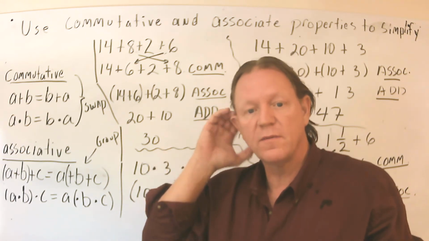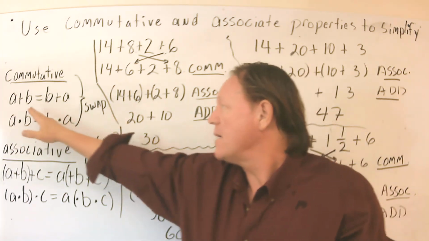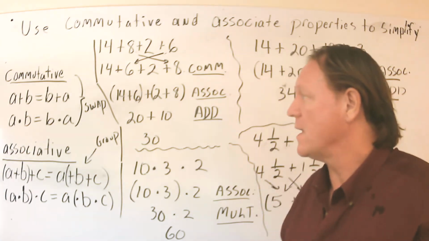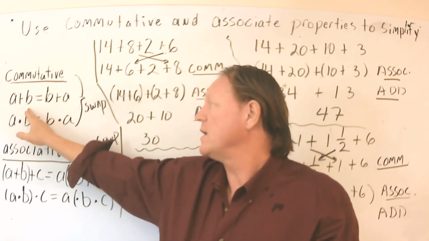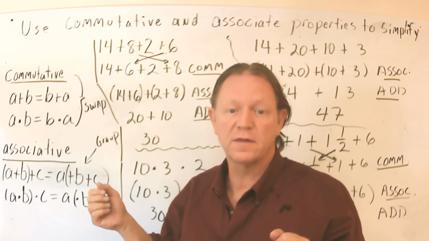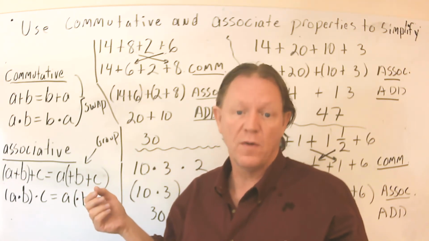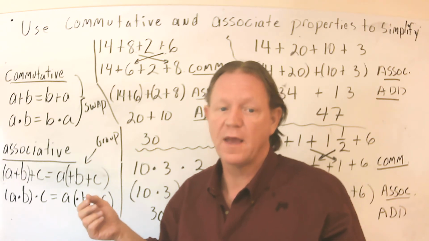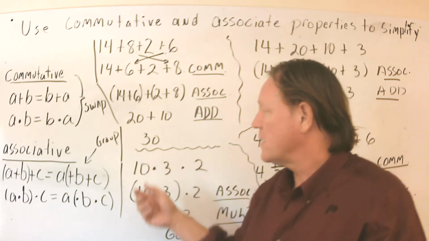When you use the commutative property, a plus b is equal to b plus a. 6 plus 7 would be equal to 7 plus 6. They're both 13. It doesn't matter if you swap the 6 and the 7 when you're adding them or multiplying them. You still come out with the same answer. Same thing with the associative.